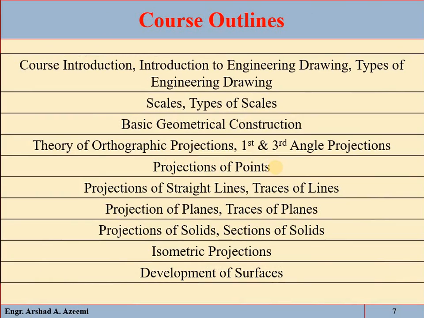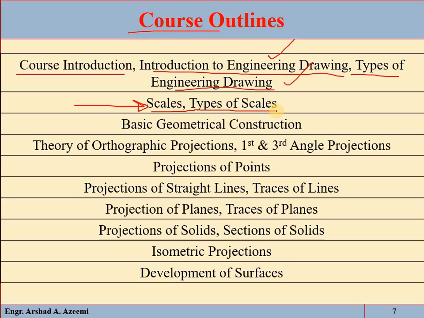In this series of tutorials we will cover various topics. So the course outline is: first we will have the course introduction, which we have almost done, and the introduction to engineering drawing. First we will clarify the different types of drawing available, specifically what engineering drawing is and what the different types of engineering drawing are. This is just a background about technical drawing, and then we will discuss the most important topic of engineering drawing, which is scales. That is most important when you are drawing any type of technical drawing.